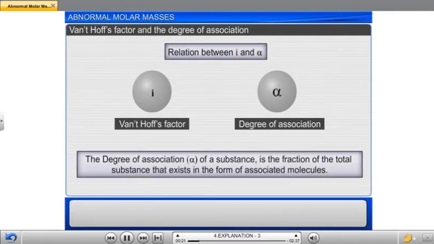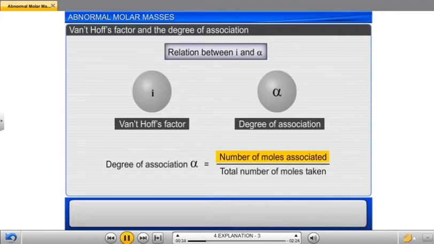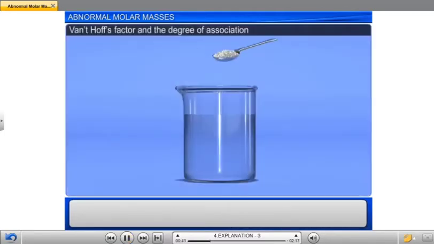The degree of association of a substance, alpha, is defined as the fraction of the total substance that exists in the form of associated molecules. That is, the number of moles associated divided by the total number of moles taken. Consider 1 mole of solute A dissolved in a given amount of solvent.